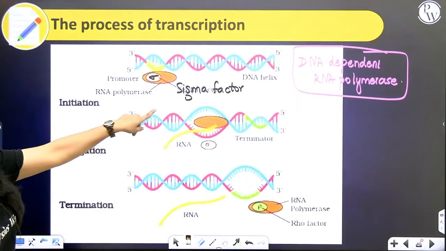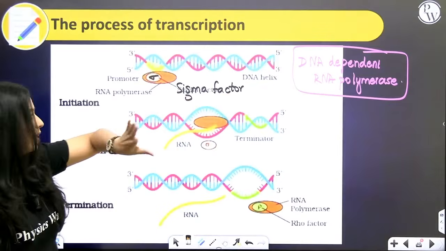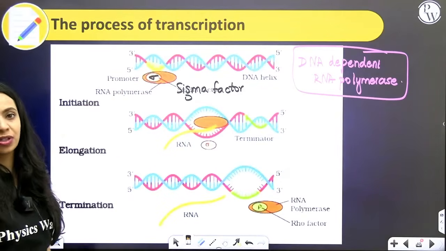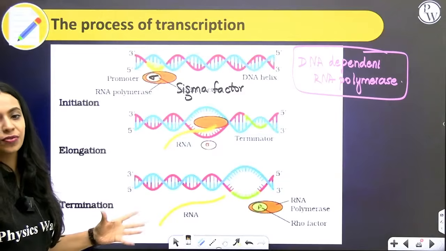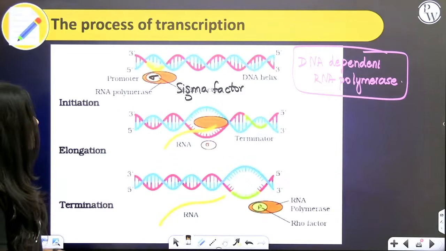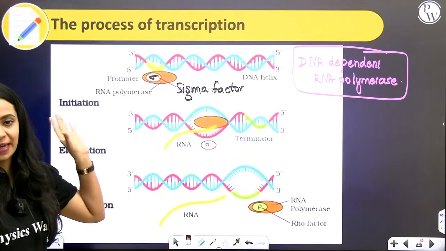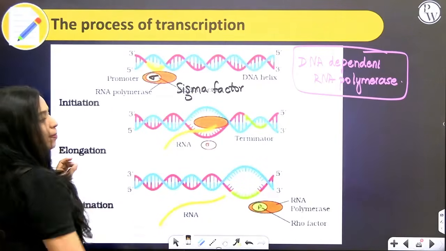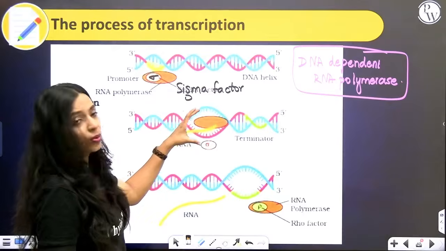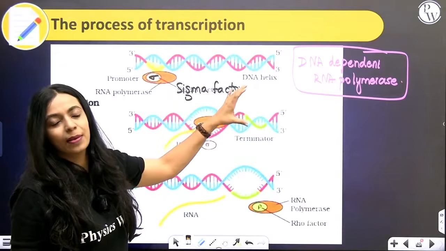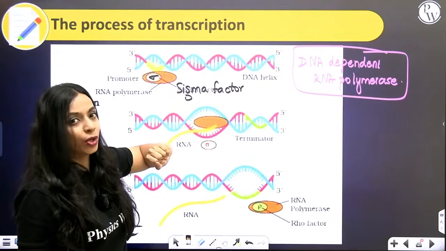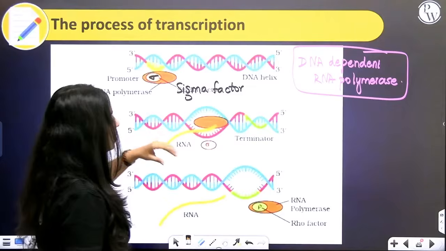This sigma factor will associate with this enzyme and help it to identify the promoter region. That is when the process of transcription is initiated. What happens after that is, once the promoter region is identified, DNA dependent RNA polymerase will go on to read the nucleotides in the template and add complementary RNA nucleotides and synthesize the RNA strand.